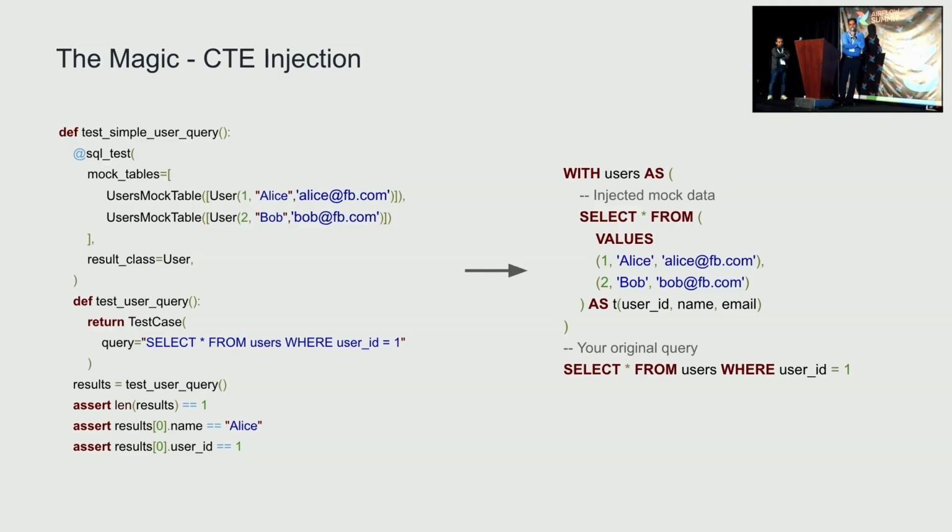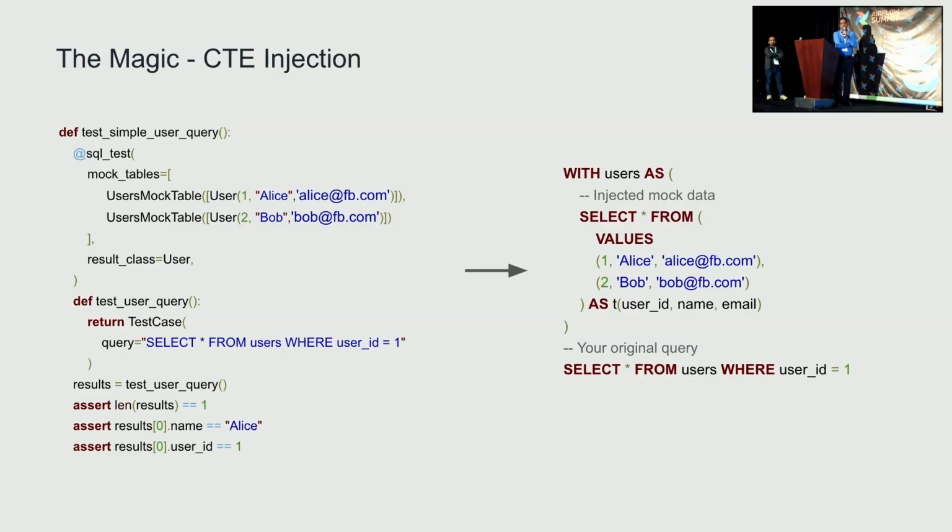What happens behind the scenes is it takes the query and the mock data and creates a transformed query, which injects the mock data. And then finally, the data gets deserialized into that result class, User. And then there are a bunch of simple Pythonic assertions, or whatever we want to do with that.